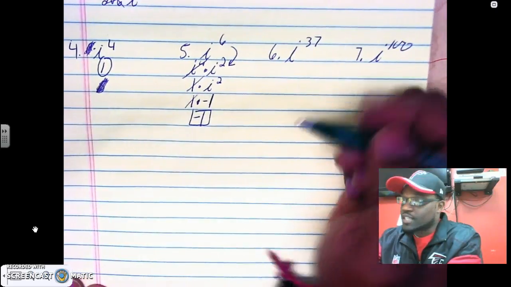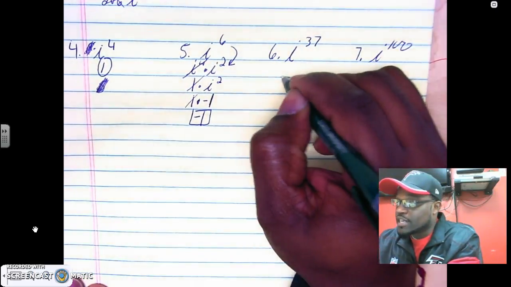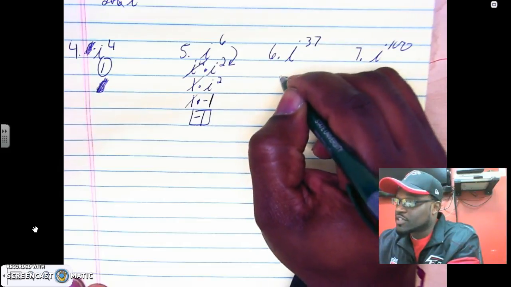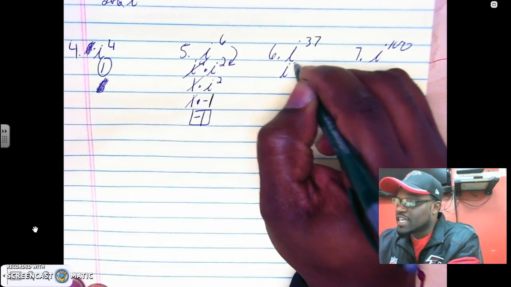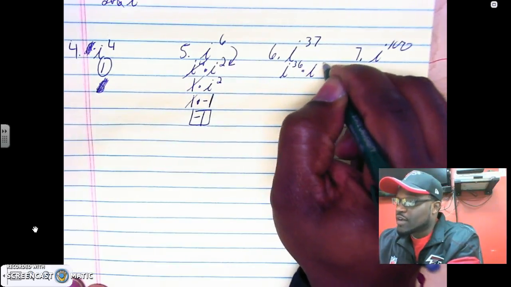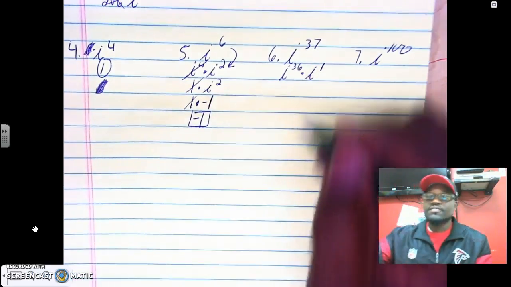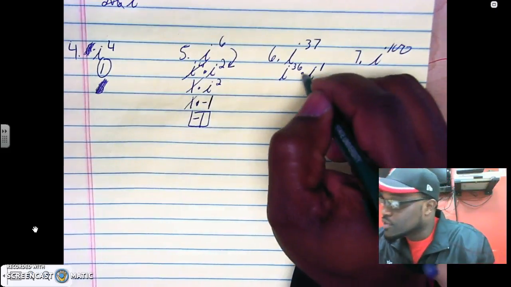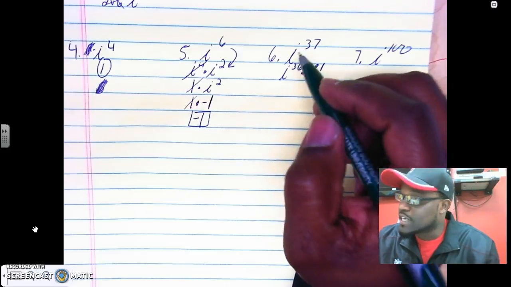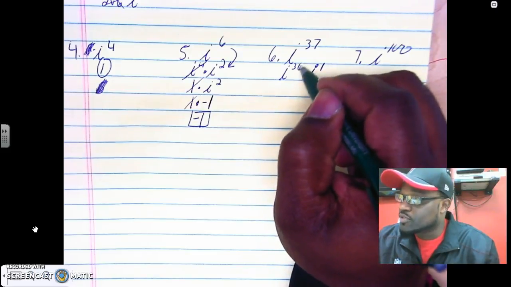Look at number 6. See, I know because I understand numbers. I just keep going back from 37. The next number from 37 is 36. And I know 4 is a factor of 36. And so I write i to the 36 times i to the first power. Now, why do I separate that out? This is the important part, guys. i to any multiple of 4 equals 1.